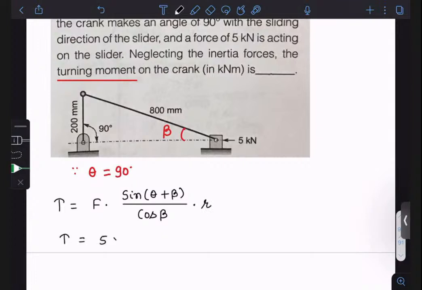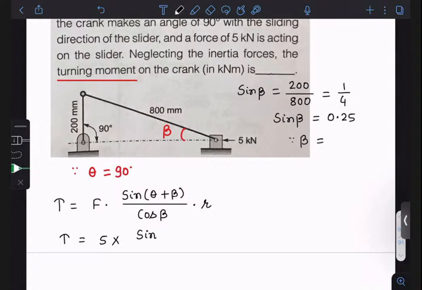F is your 5 sine theta plus beta. Now we have to find out the beta. How can we find out beta? By using trigonometry. In this triangle, you can write sine beta is equal to 200 by 800, correct? You can see this is your 200, this is your 800. This is your 1 by 4. Sine beta is equal to 0.25. Beta is tan inverse 0.25.